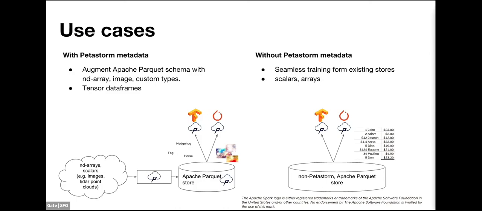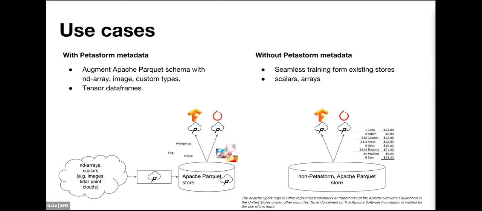So we have two main use cases. We started working about a year ago on the left use case. And the left use case is when you do store images and other tensor data. This is the principal scenario that we use Petastorm with.